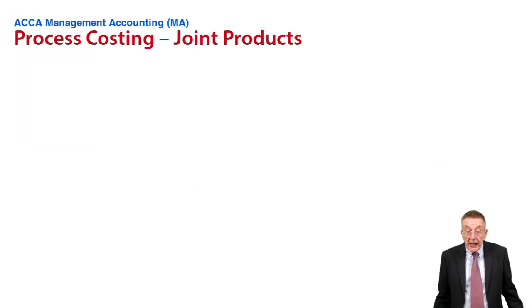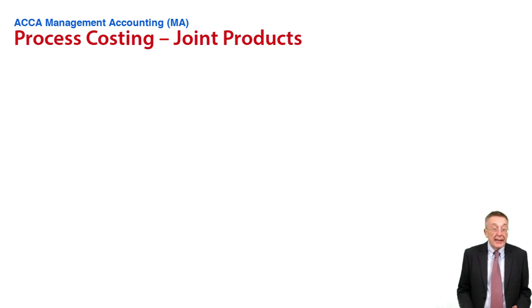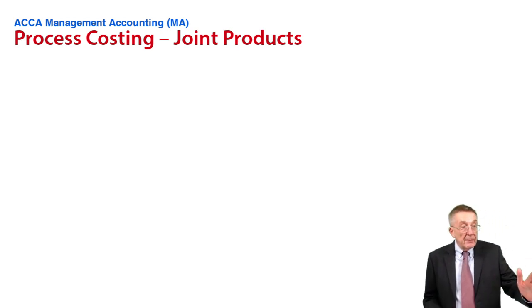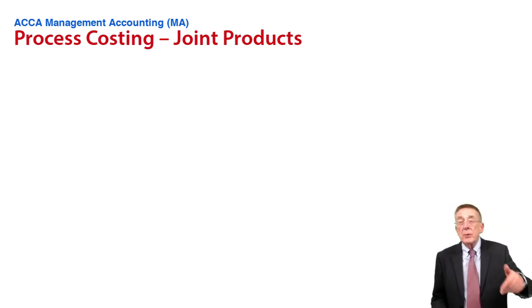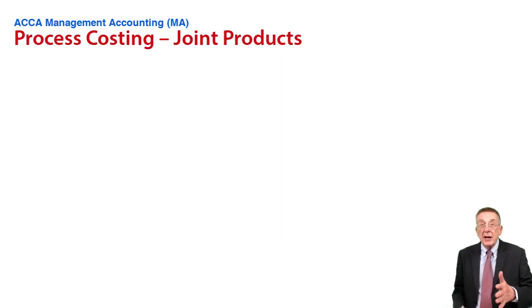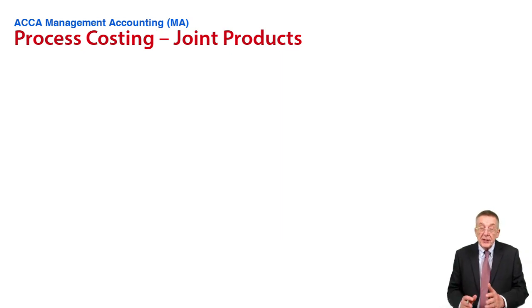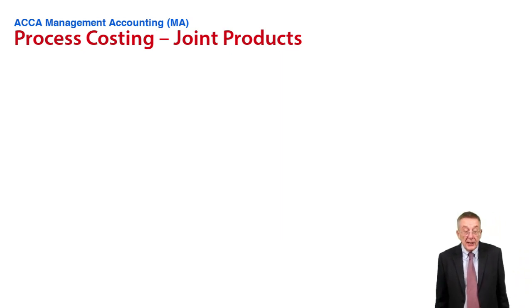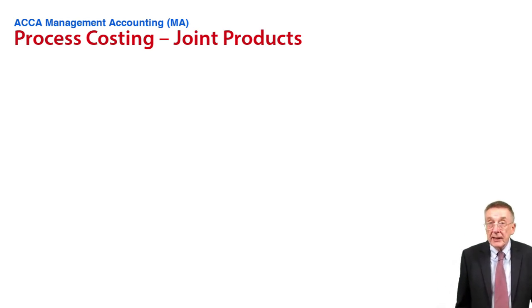All right, this is the last lecture on process costing. We've done normal and abnormal losses, we've done work in progress. This one, which is chapter 14 of the free lecture notes, is on joint products.